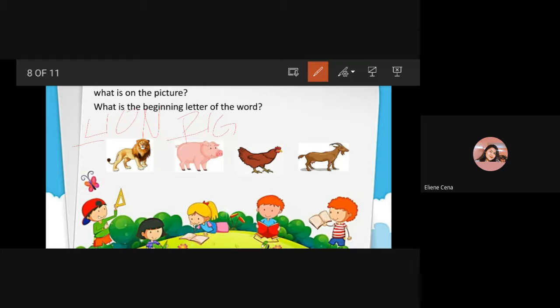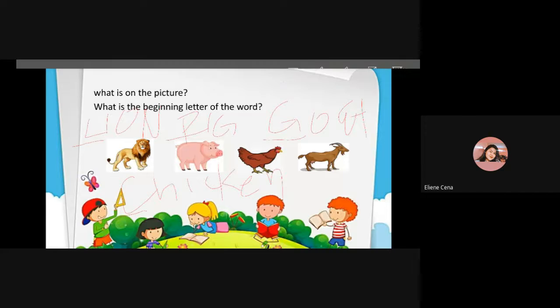What is that? Chicken. What is the beginning letter of chicken? C. Very good. How about in the last picture? Goat. What is the beginning letter of goat? G. Letter G. Okay, great job, kids.